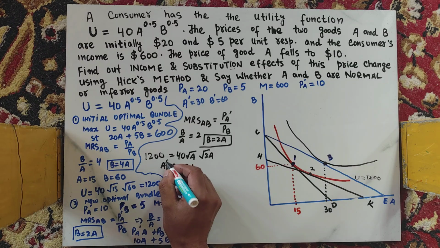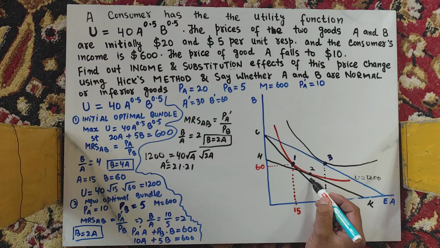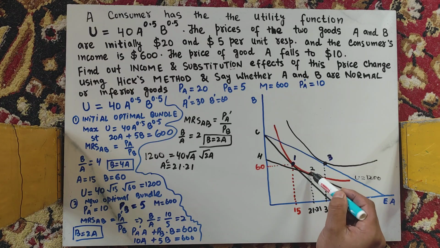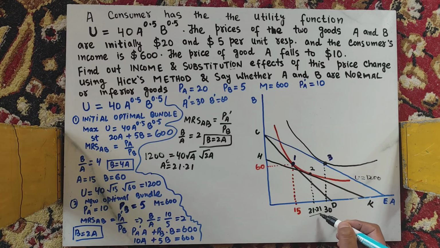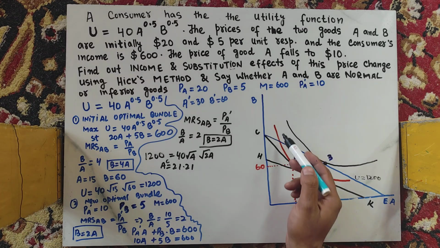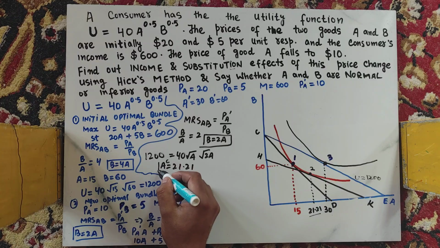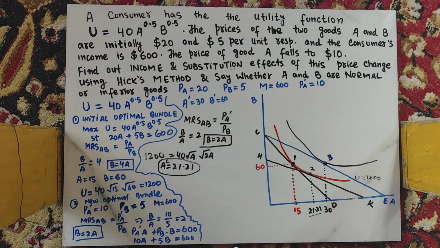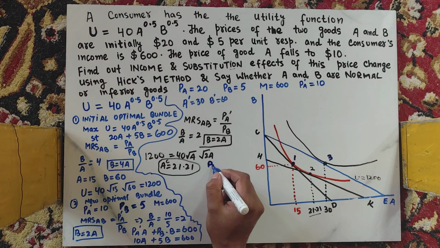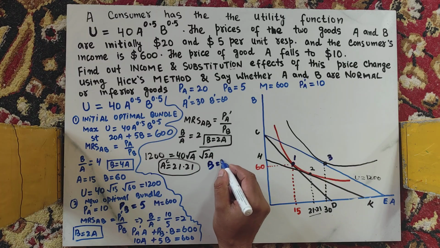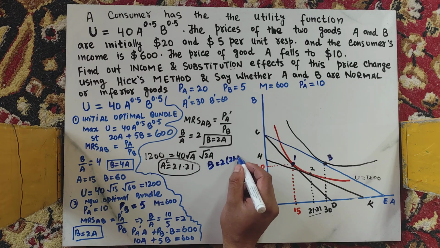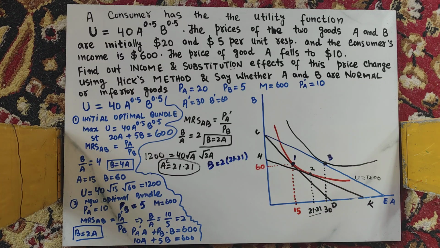Let us write it as A superscript C. So when we solve this, we will get 21.21 units. So the movement from this point to this point, at this point the consumer is getting 21 units of good A if we hold the initial utility constant at new prices. We don't need to bother about good B here. We can also find the value of good B by plugging A equal to 21.21 in this, so we get 2 times 21.21, but we don't actually need this.